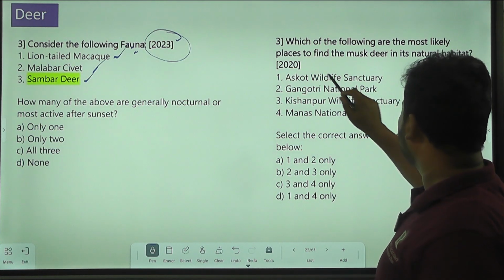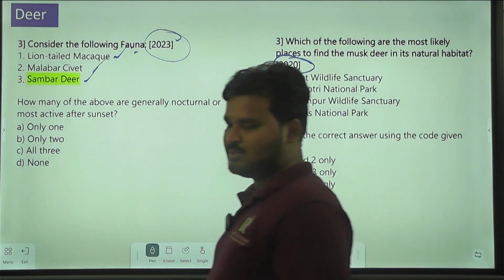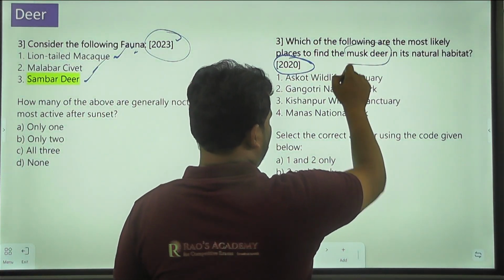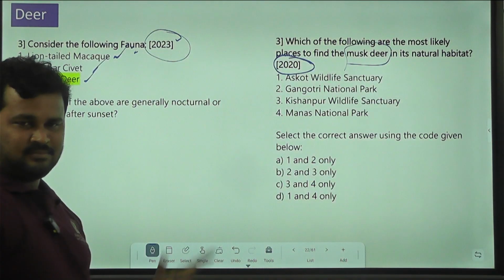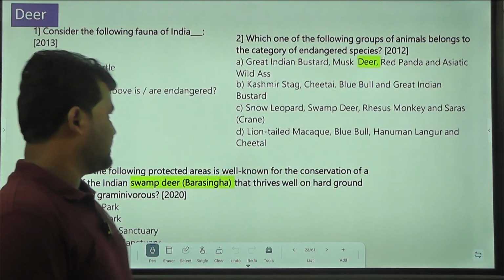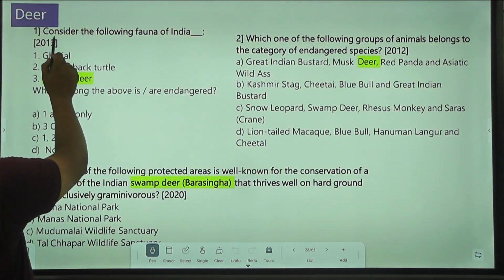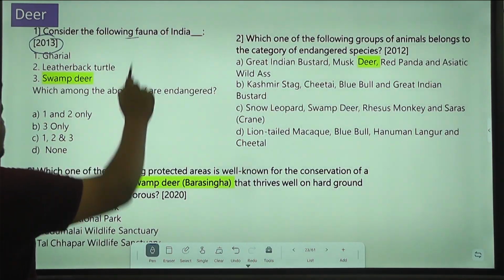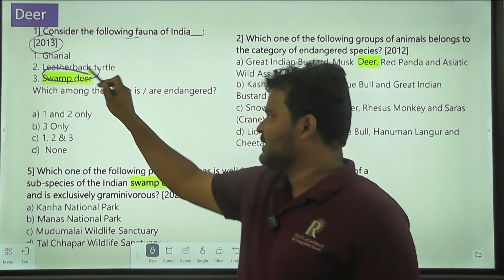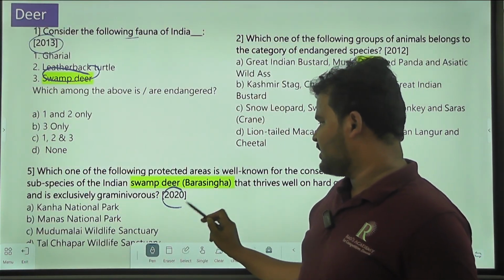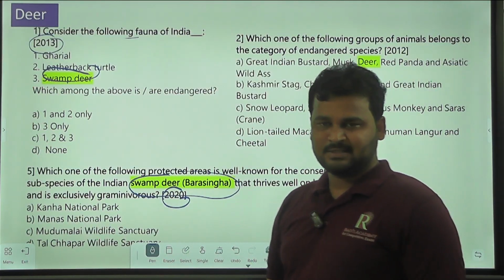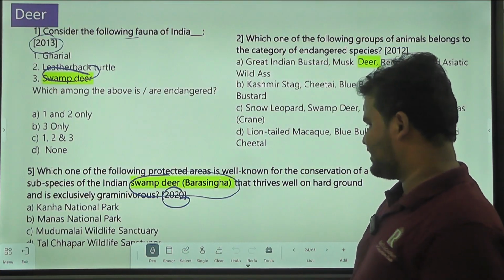And one more thing, in the year 2020, there is a question again related to deer, musk deer. So these areas are important. These animals are important for UPSC. And 2013, consider the following fauna of India, and again deer, swamp deer. And again 2020, swamp deer. Clear, swamp deer. So these are the most important ones.